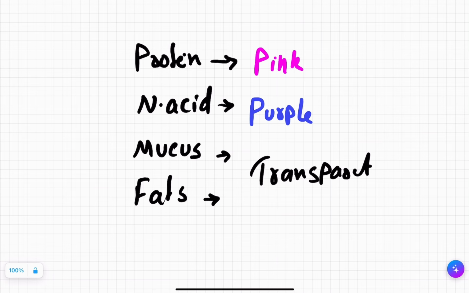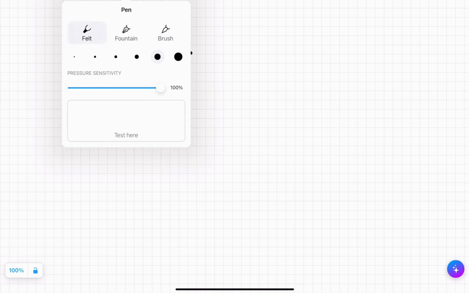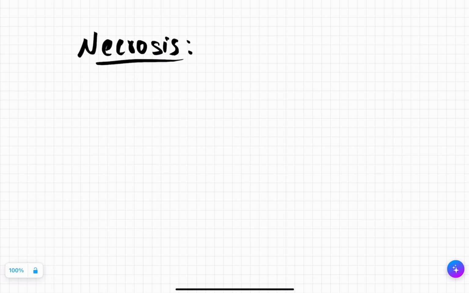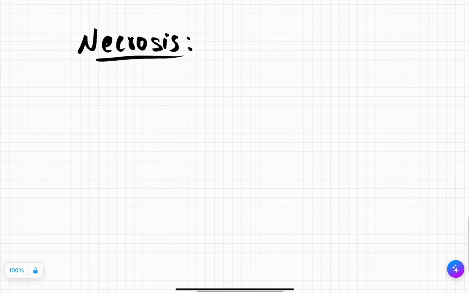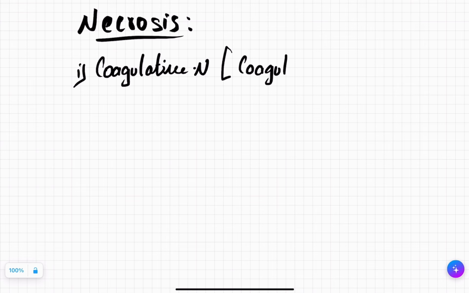Okay, now let's begin. In necrosis, which is a form of cell death, we study a few types of necrosis like coagulative necrosis, liquefactive necrosis, fibrinoid necrosis, caseating necrosis, and so on. So we will study them one by one. The first kind of necrosis is known as coagulative necrosis. What does it mean? Coagulative means coagulation.